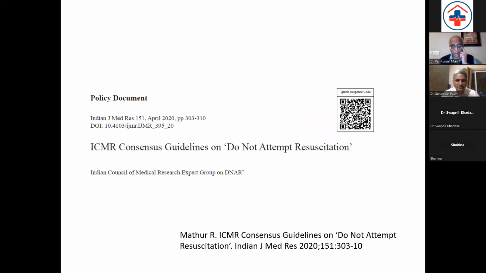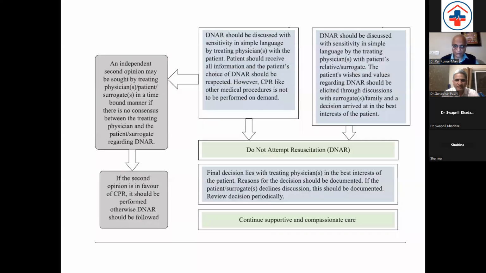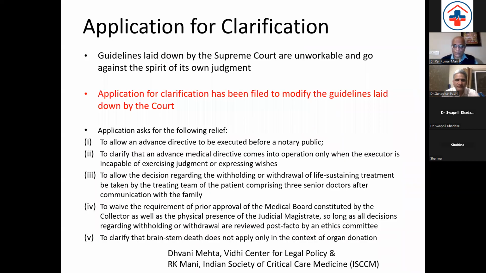So this is the ICMR consensus guidelines on do not attempt resuscitation. Please go through this. These are the algorithms to follow in that decision making. This also, in a certain proportion of these decisions, involves shared decision making. There are some complicated procedural guidelines laid down by the Supreme Court in 2018, which is hampering more widespread use of those provisions in law.